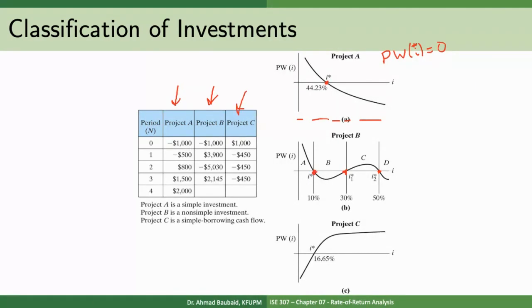If you look at project C, it's a simple borrowing cash flow. Why? Because the first one is positive, and the other ones are negative, and there's one sign change. You can see here is kind of the mirror image of this. The present worth goes in the opposite direction, but again, it only crosses the x-axis one time. We're not going to be dealing with this a lot. Maybe, I'm not sure about the homework, but in the examples in the slides, we're not going to talk about simple borrowing a lot. Most of our talk is going to be about simple investments and a little bit on non-simple investments. Hopefully you agree that simple investments are more common in real life.